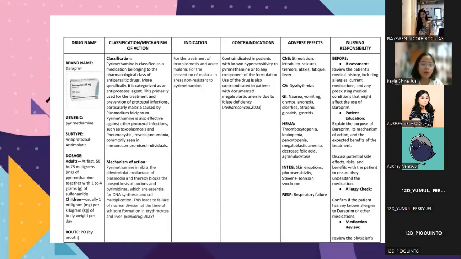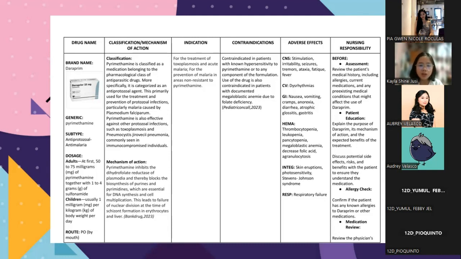pyrimethamine. So pyrimethamine, like any medication, can have several adverse effects across different body systems. First is the central nervous system: pyrimethamine can cause CNS stimulation, leading to symptoms such as restlessness, irritability, seizures, tremors, ataxia, fatigue, and fever. And for the cardiovascular effects, pyrimethamine has the potential to cause abnormal heart rhythms, dysrhythmias, so monitoring cardiac function is important during the treatment.